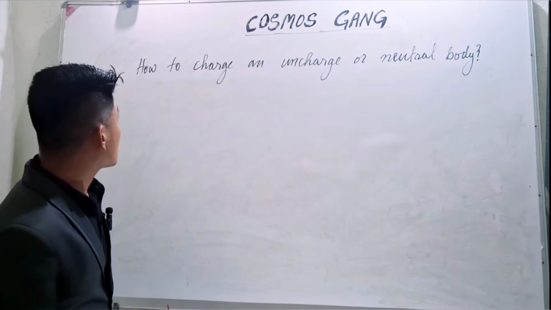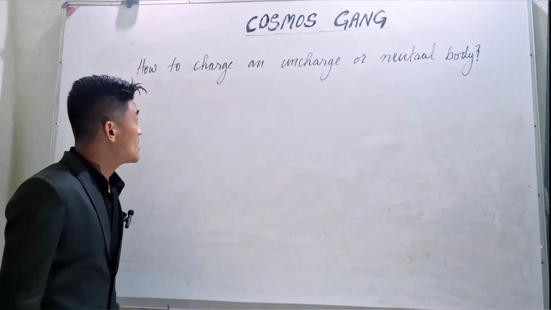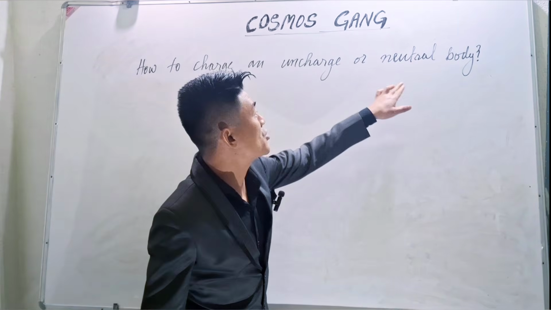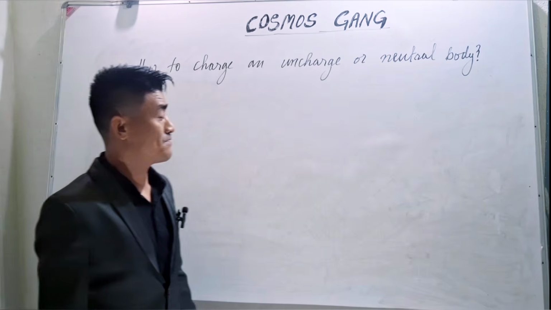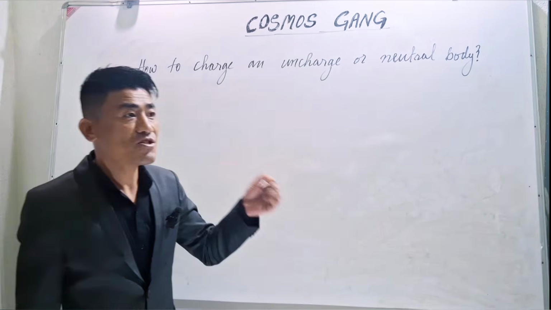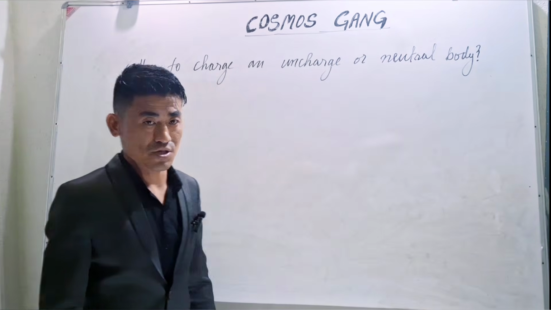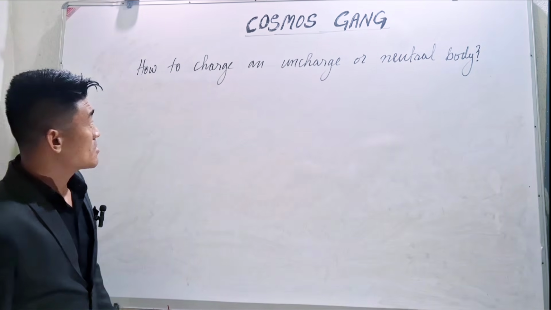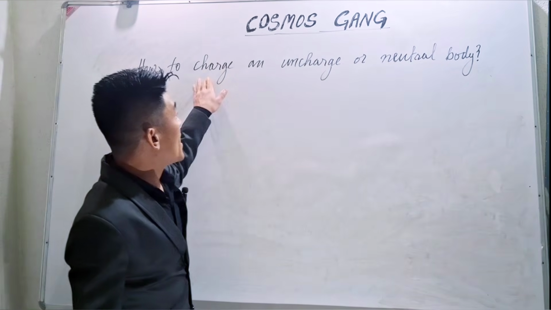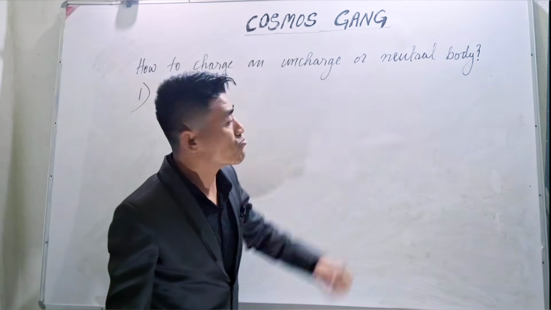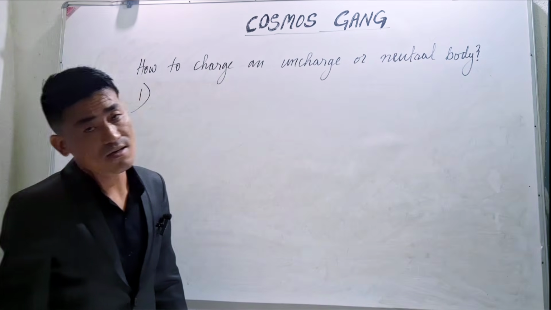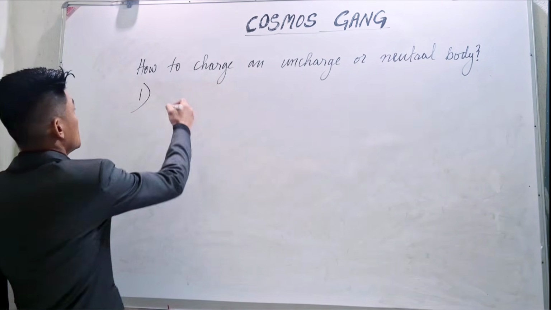In our next topic, let's study how to charge an uncharged or neutral body, that means a body which is neither positively nor negatively charged. The first point: we can charge an uncharged or neutral body by rubbing it with another body.